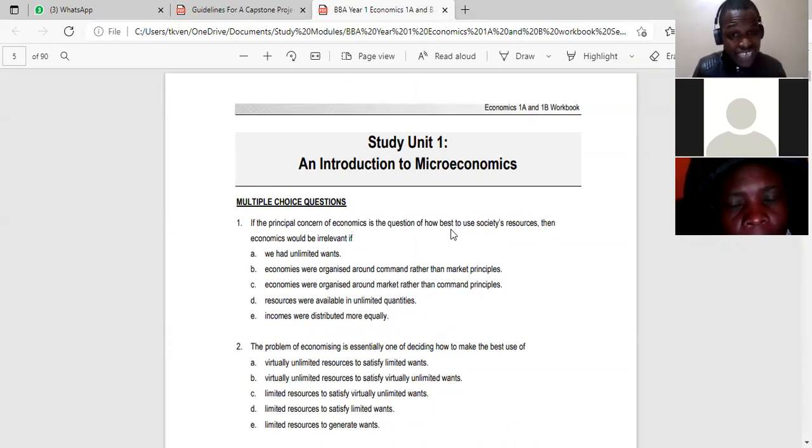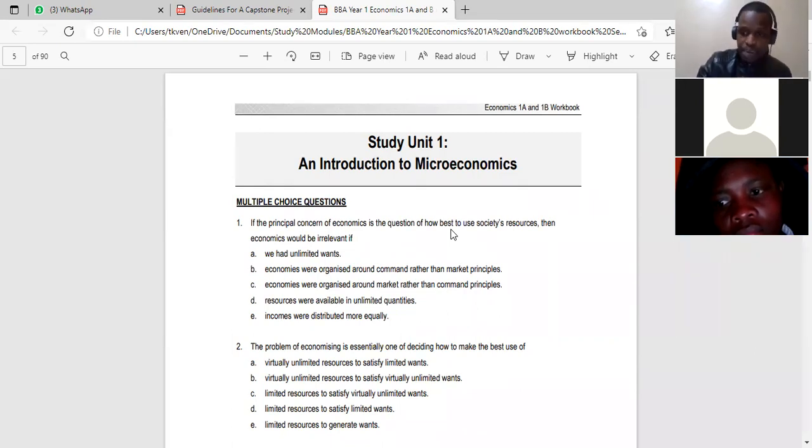C, economies were organized around market rather than command principles. Again, that doesn't answer the question. We let it go. Then D, resources were available in unlimited quantities. That is our answer right there. So we are saying that we only study economics because we have unlimited wants, but it could be irrelevant if, answer D, resources are available in unlimited quantity. We're saying that if there was too much land and too much labor, we would not study economics. So our answer would be D for this particular situation.